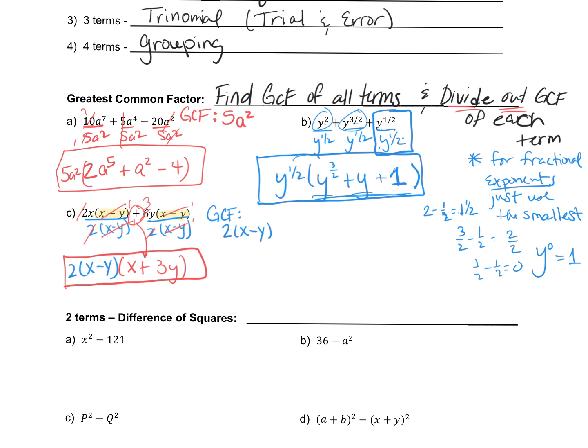All right. The next one we're going to do is when we have 2 terms. With 2 terms, there's 2 cases that we have, or 2 types: sum and difference of cubes, and difference of squares. So let's do the difference of squares first.